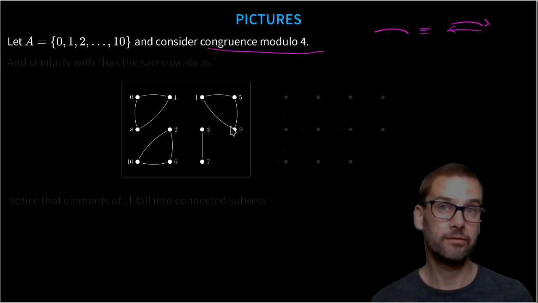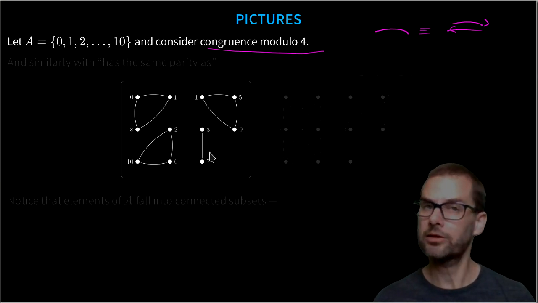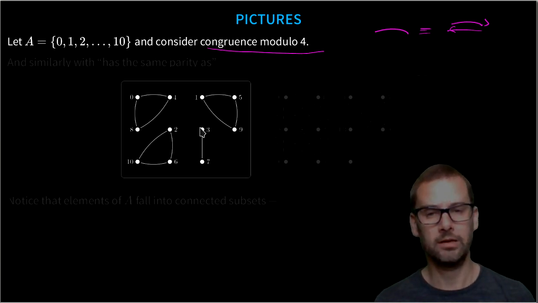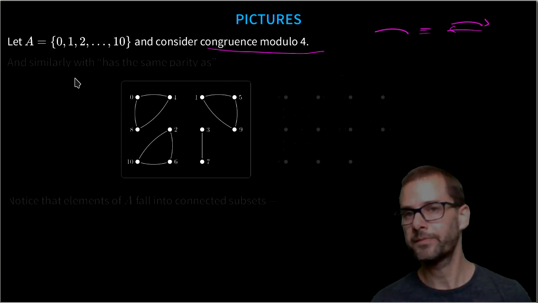1, 5, and 9 form another. 2, 6, and 10 form another. They're all congruent to each other modulo 4. And 3 and 7 form their own little clique. These little connected cliques are interesting, and we'll come to their definition in a moment.